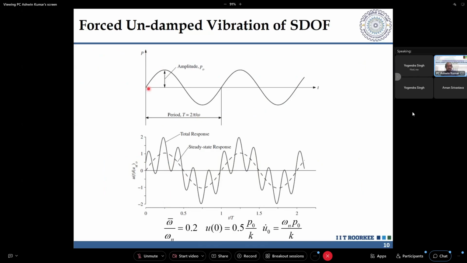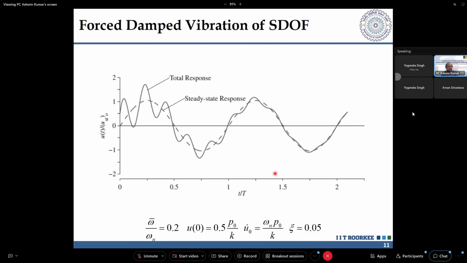So you have the forcing frequency being applied to the structure, and when I look at the response of the structure, the total response will be this, but the steady state is like this itself. If you have damping present in the system, you have this total response and you have a steady state response. The total response consists of the homogeneous solution and particular solution, but after a while the damping dies out the transient form of the vibration, and only the steady state remains, right?